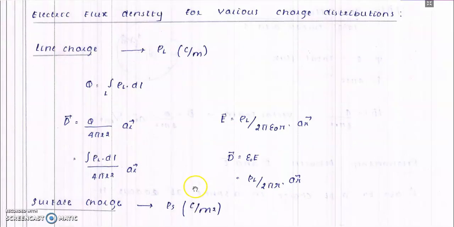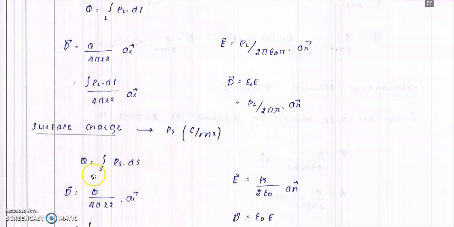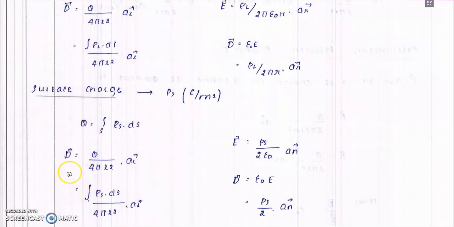In the same way, if it is considered as a surface charge, rho s is in coulomb per meter square. So Q is equal to the surface integral of rho s into ds. By substituting in the equation D is equal to Q divided by 4 pi R square into AR vector, in terms of Q, the integral of rho s into ds divided by 4 pi R square into AR.